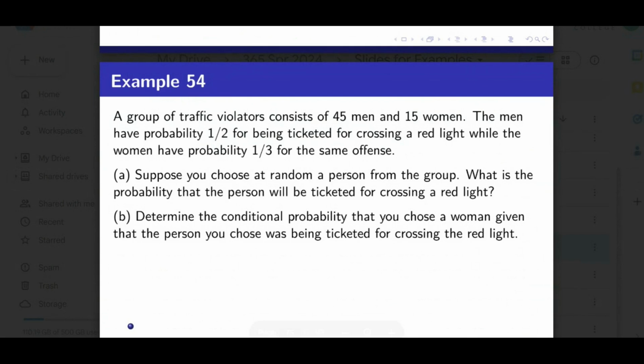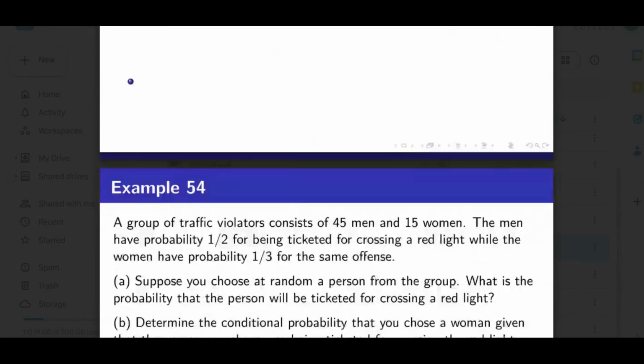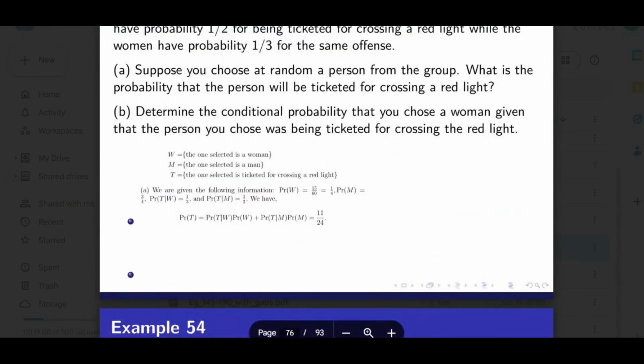Yes. That's right, sex, right? Because the way the information is presented, they tell you the sex of the person. So I didn't do it as a tree, but I actually would encourage you to draw a tree faster than that. So if you start off, woman is 15 out of 60, and then man is three quarters. So man, woman first. Then ticketed given woman is one third.